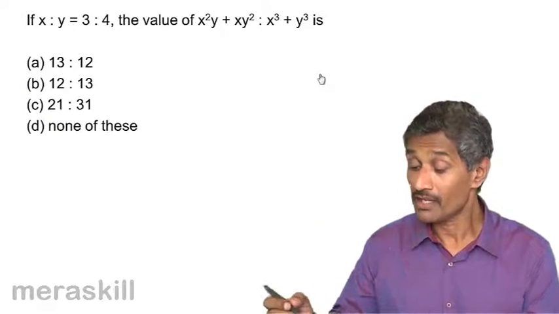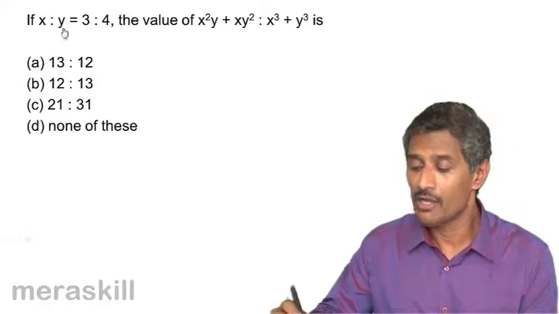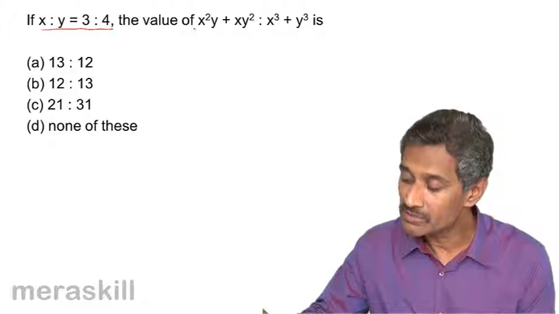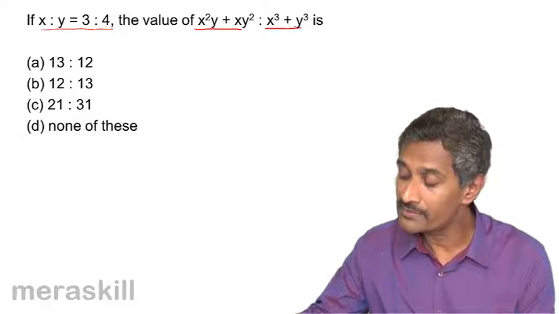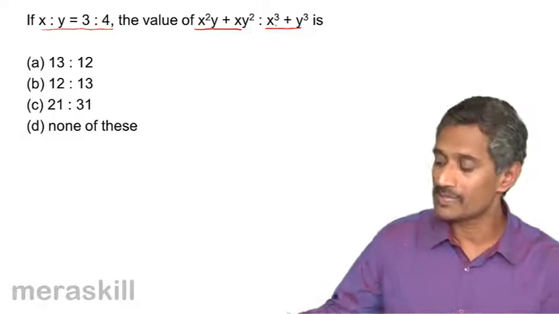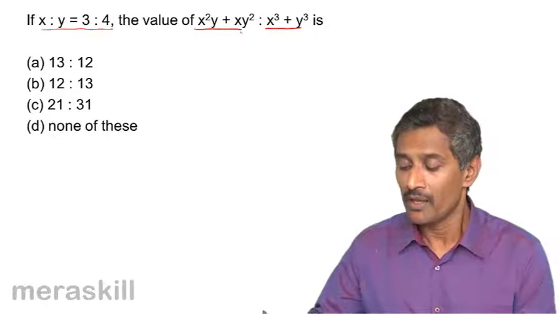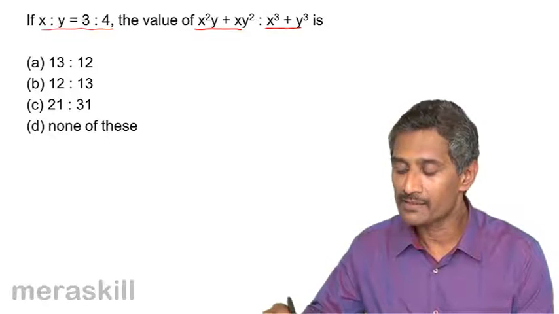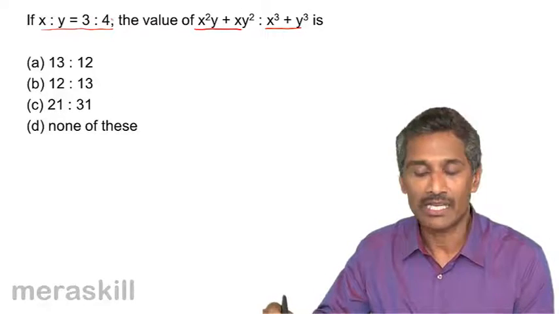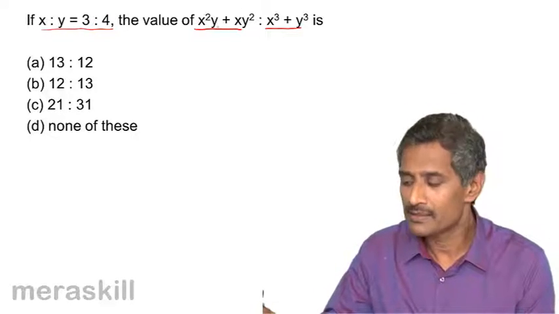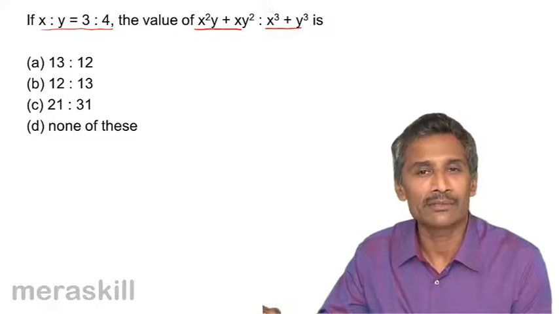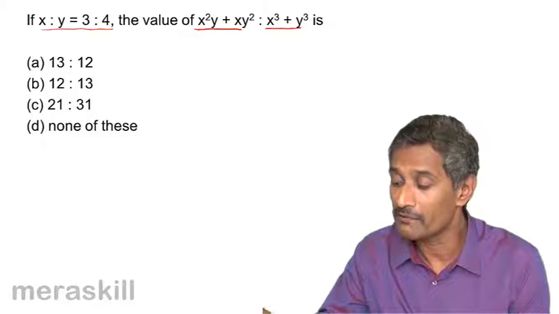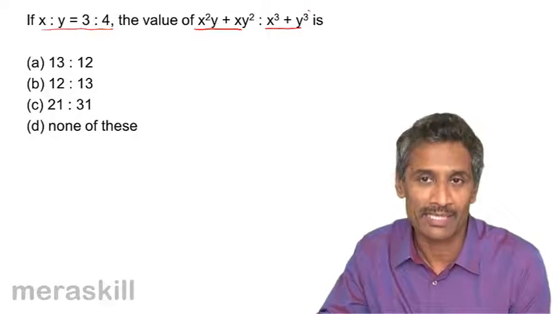So here we have a case of x is to y is 3:4. You need to find the value of this complex thing, x square y plus xy square is to x cube plus y cube. Now normally what we do is that if x is to y is 3:4, we take it as 3k and 4k. But in this case, since it's a further ratio, you can even cancel away the k. You can just substitute the values of x as 3 and y as 4 because we are finding the value of a further ratio itself.